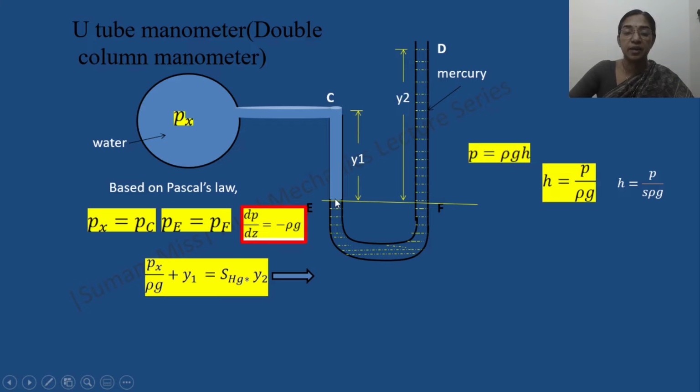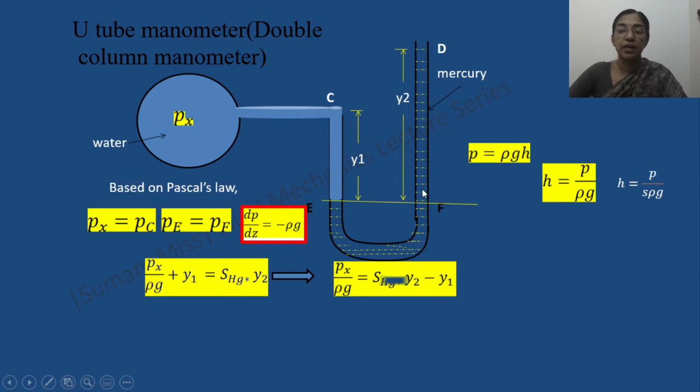So Px by rho g plus Y1 equal to the pressure at this point. This limb is open to atmosphere because we are representing that as a gauge pressure. So that means 0 plus SHG into Y2, where SHG is the specific gravity of mercury. If we simplify this expression, Px by rho g equal to SHG into Y2 minus Y1.